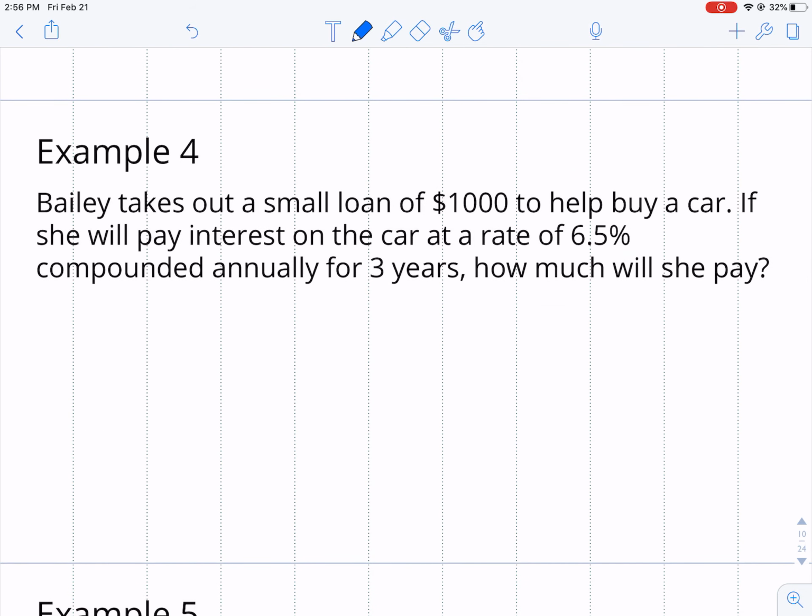Example 4. Bailey takes out a small loan of $1,000 to help buy a car. If she will pay interest on the car at a rate of 6.5% compounded annually for 3 years, how much will she pay? So now we have the word compounded annually, meaning we need to use the compound interest formula, which is A equals P, parentheses 1 plus R, to the T power.